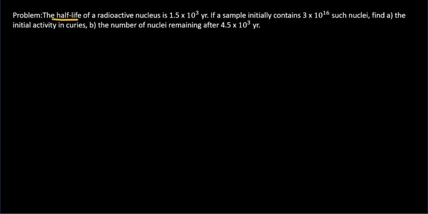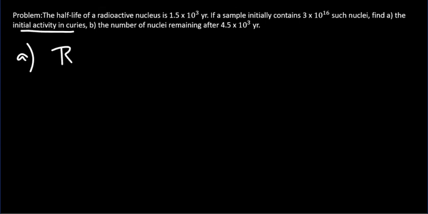The half-life of a radioactive nucleus is 1.5 times 10 to the power 3 years. If a sample initially contains this much nuclei, find the initial activity in curies and the number of nuclei remaining after 4.5 times 10 to the power 3 years. So let's look at part A, the initial activity in curies.